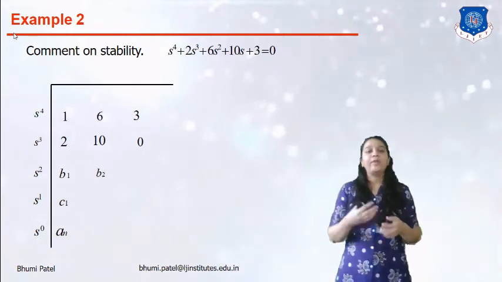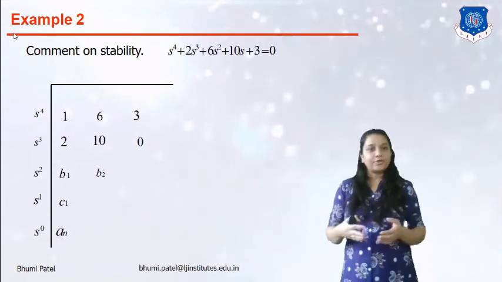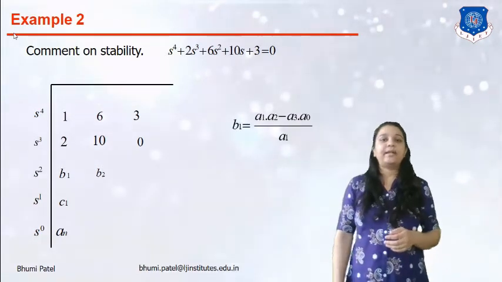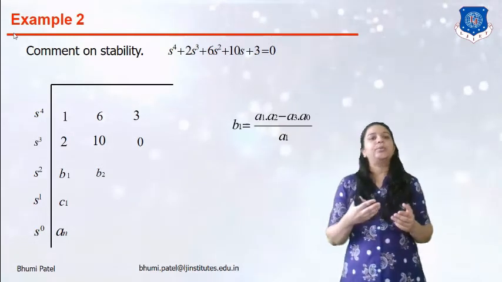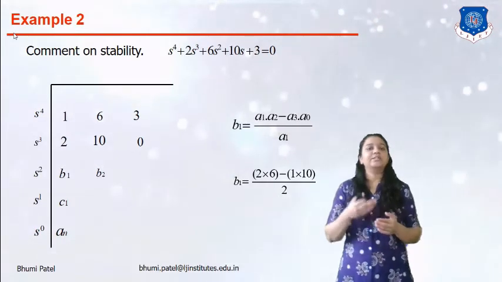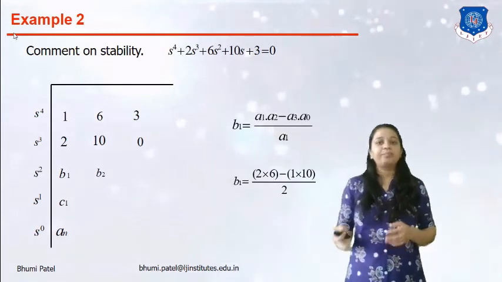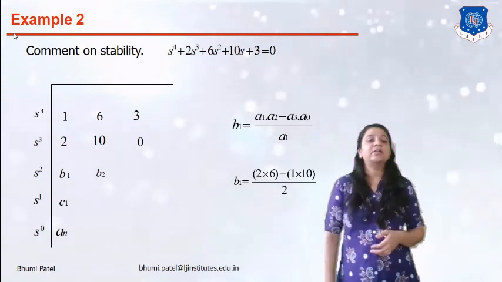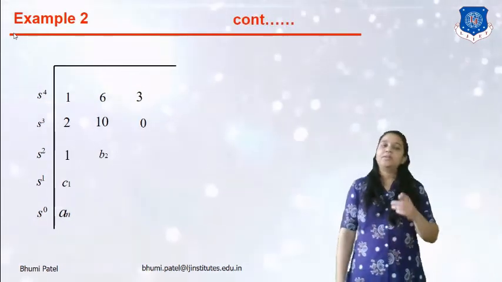Now next we have to find the values of b1, b2 and c1. First of all, the equation for b1 is a1 into a2 minus a3 into a0, upon a1. The value of a1 is 2, a2 is 6, a3 is 1 and a0 is 10, upon a1 is 2. Simplifying this equation, we get b1 is equal to 1. So here we put b1 is equal to 1.